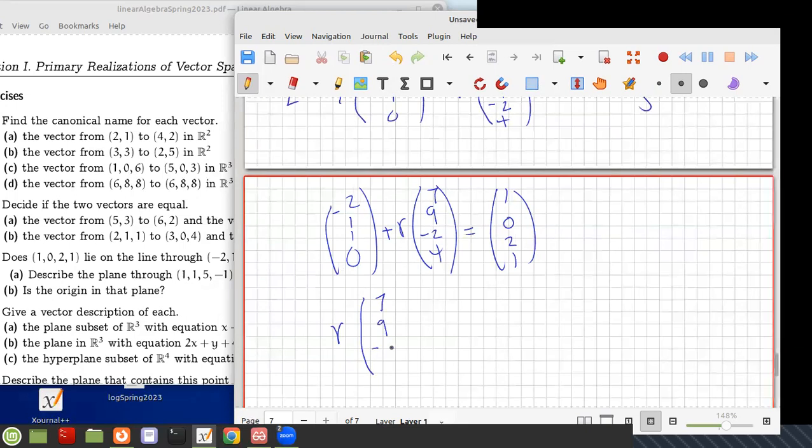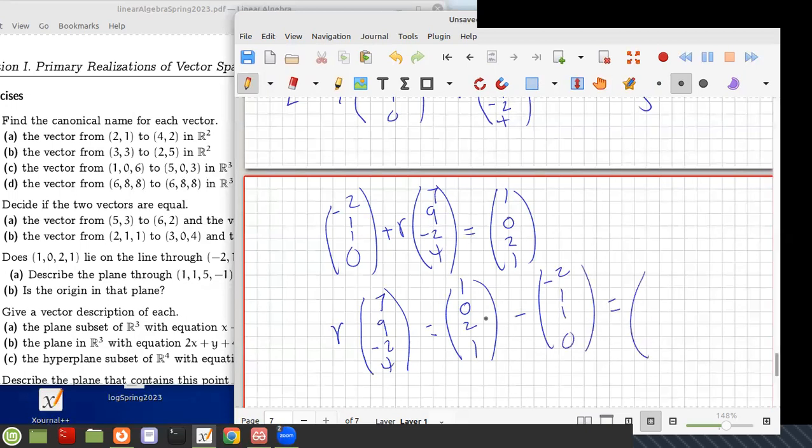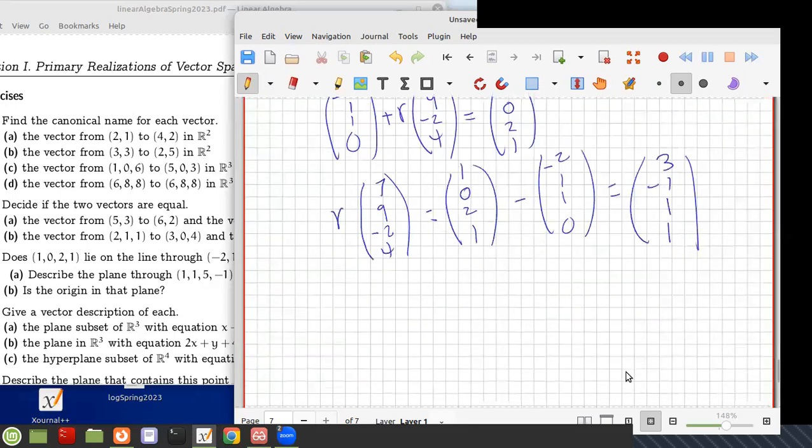r(7, 9, -2, 4) = (1, 0, 2, 1) - (-2, 1, 1, 0), which equals 1 minus minus 2 is 3, 0 minus 1 is -1, 2 minus 1 is 1, and 1 minus 0 is 1. Okay, so this comes to four equations, right? It's really sort of a weird linear system.